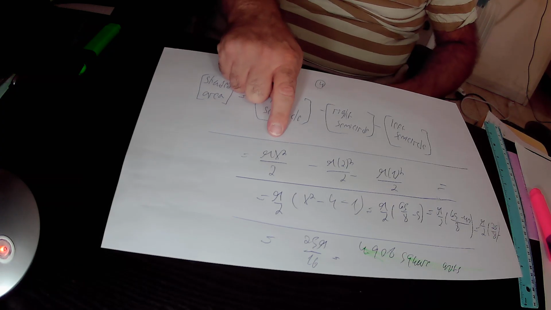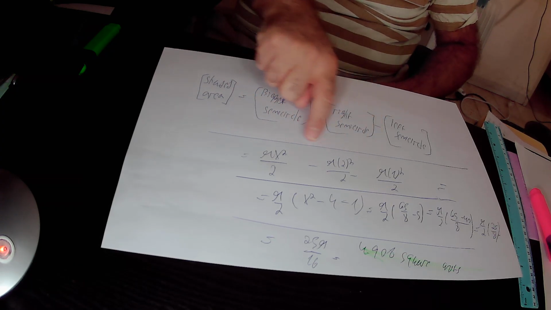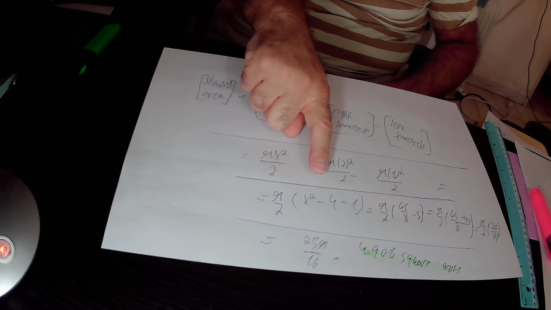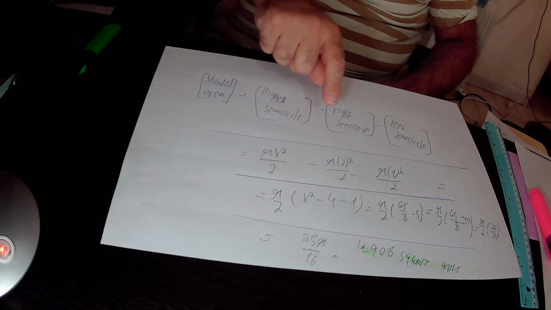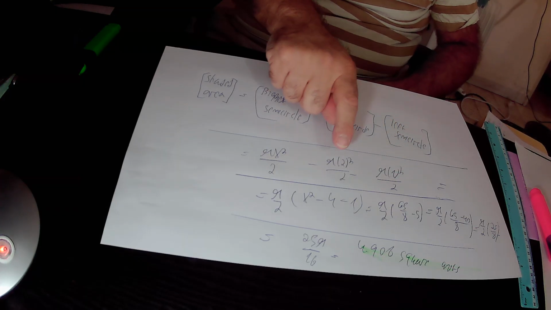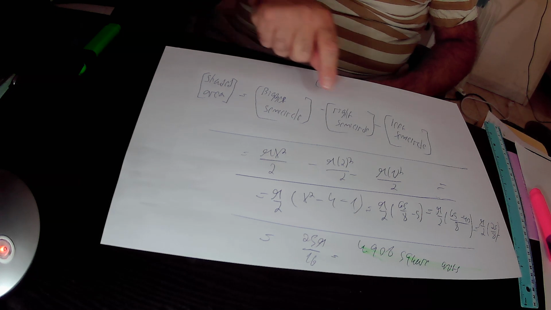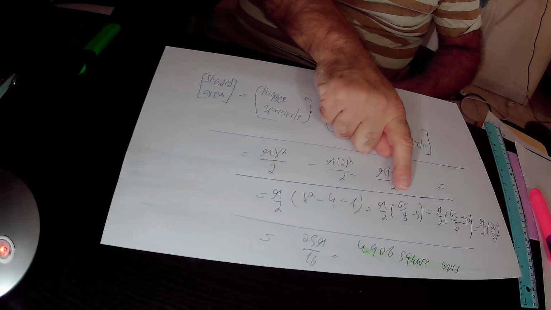So we took pi over 2 as a common factor from those expressions, so inside the brackets we are left with x squared minus 4 minus 1. X squared is 65 over 8, minus 4 minus 1 is minus 5. So in total, the size of the shaded area equals to pi over 2 times 65 over 8 minus 5.